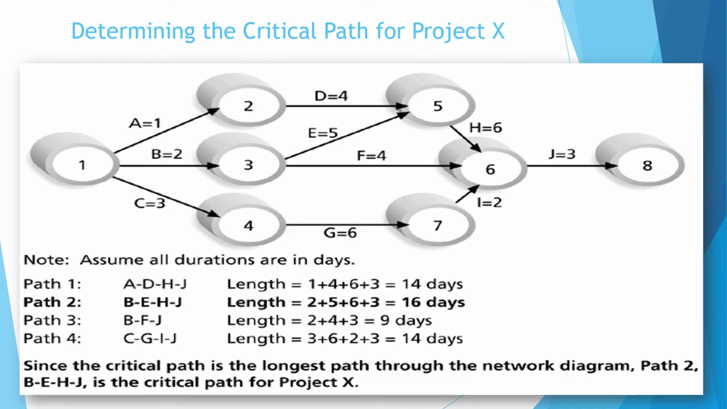Another example. Here we have four paths. Path number 1 is A, D, H, J. Second, B, E, H, J. Third path, B, F, J. And the fourth path is C, G, I, J. Consider the length of each path. The first path is 14 days, that is 1 plus 4 is 5, plus 6 is 11, plus 3 is 14. The second path is 16 days. The third path is 9 days. And the fourth path is 14 days. So the critical path is the longest path, that is 16 days, which is B, E, H, J.